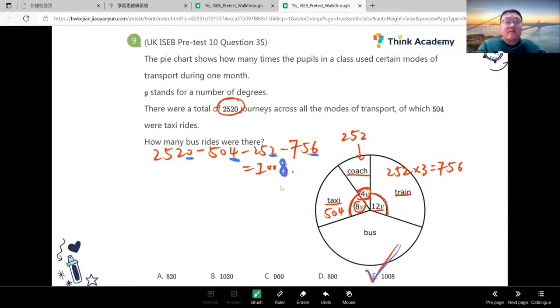So the 4y on the coach, it's 250 pupils. So the total is 2,520. So you just times it by 10. So I just times it by 10. Oh, yes. And then you see, I have to know how many students use the bus.